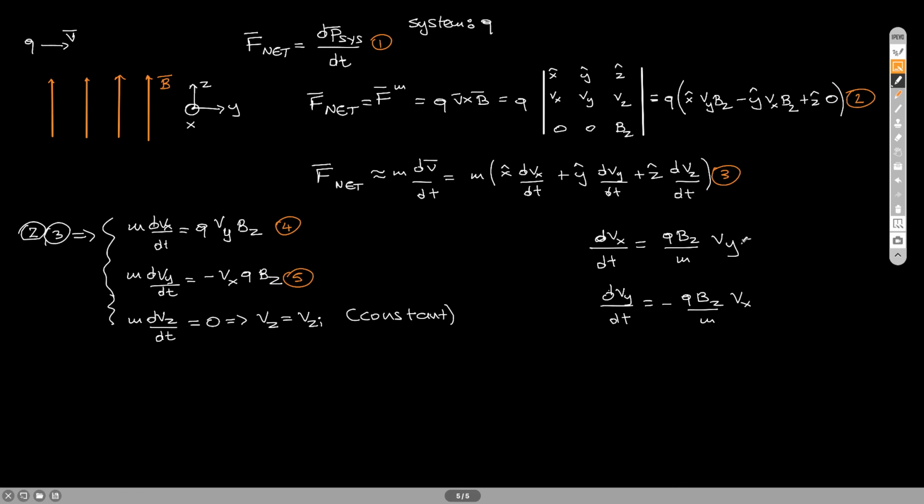Now, to make my life a little bit easier, I will call these constants omega, just so I have to write less. And this becomes minus omega vx. Just so I remember what I defined omega to be, I will write it here. This will be equation 6, omega equals q bz over m. Let's call this 7 and this one 8. I will show you an approach that we can use to solve these differential equations together at the same time. So I'm going to write them again here, dvx over dt and dvy over dt.